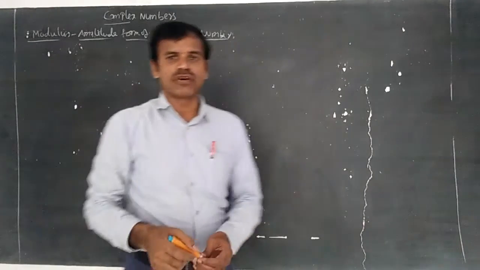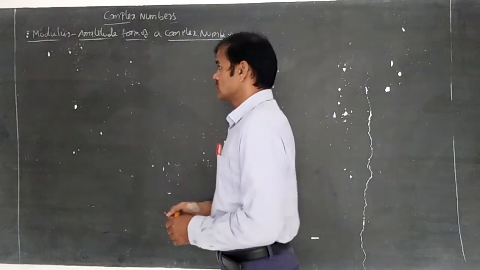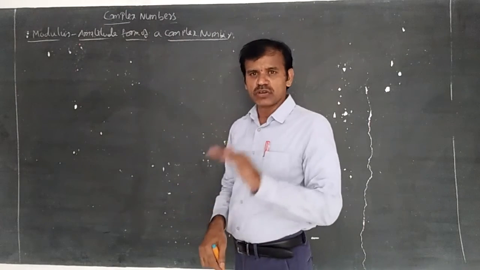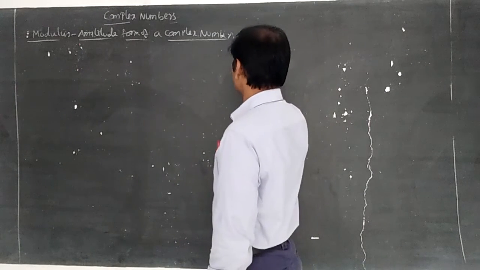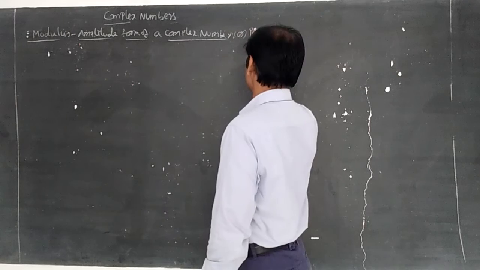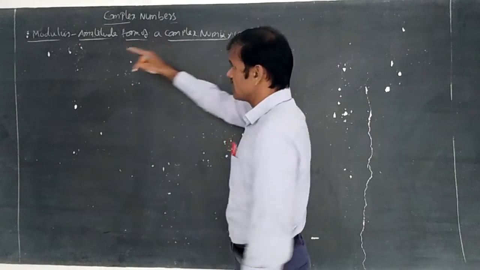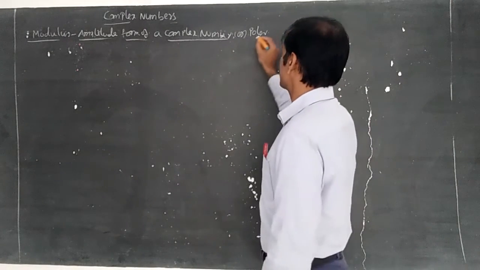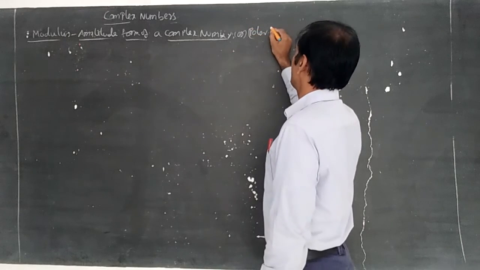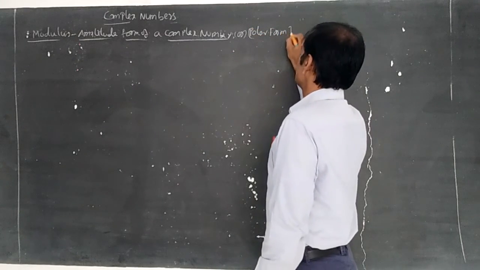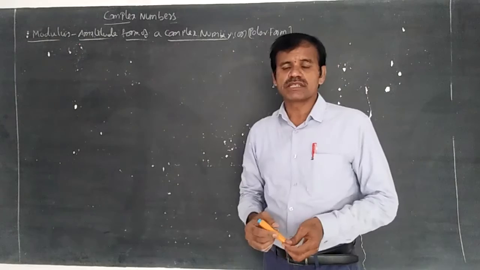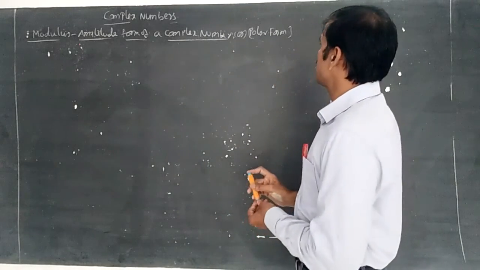Modulus amplitude form of a complex number. The first name is modulus amplitude form, and later you can say another name. So the main name is modulus amplitude form, and the secondary name is polar form. Just a small difference is there between modulus amplitude form and polar form.